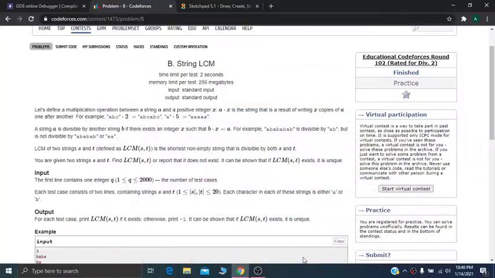I'll be explaining the recent Educational Round 102, rated for Div 2, problem B, named String LCM. This was a pretty good problem.